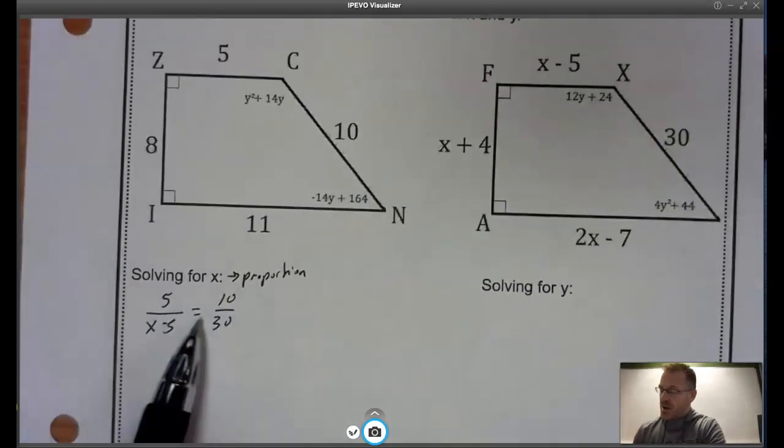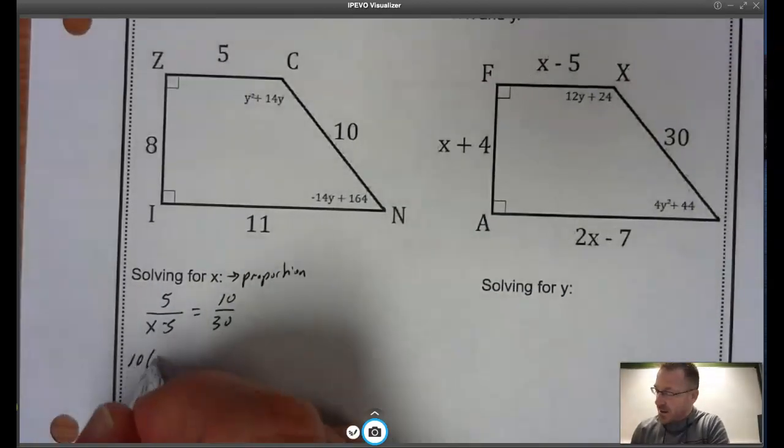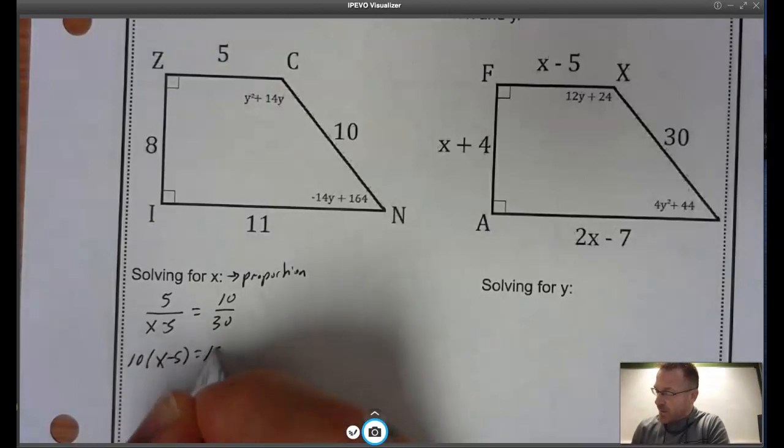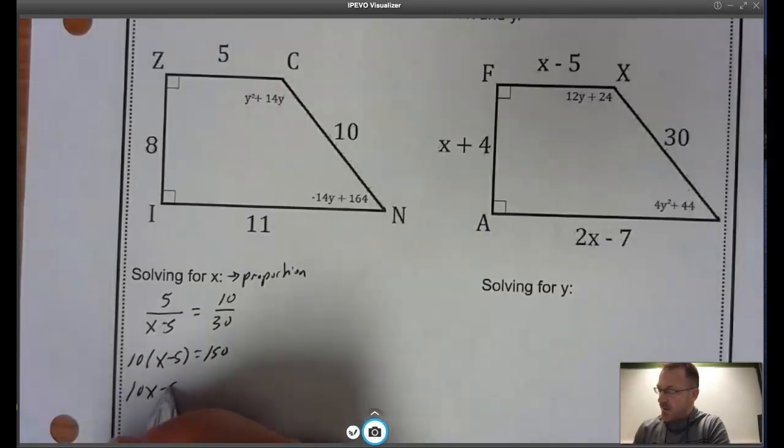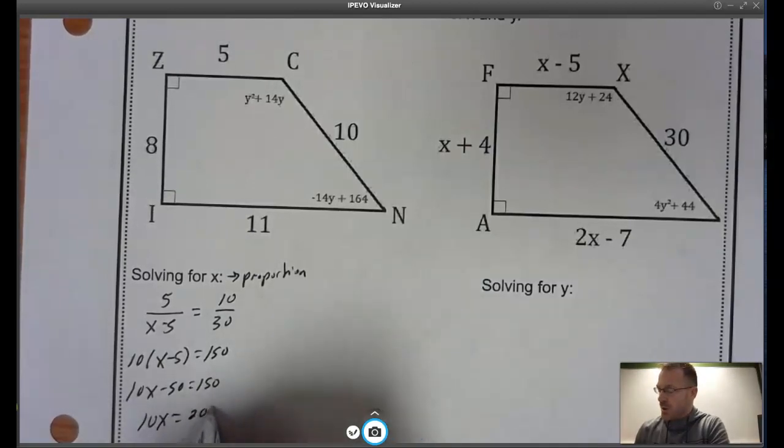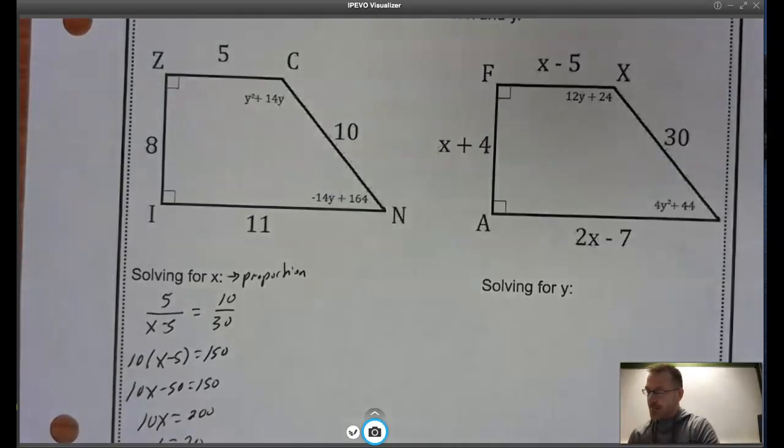So notice now if I cross multiply, I get 10 times x minus 5 equals 150. I get 10x minus 50 is equal to 150. I get 10x is equal to 200, so x is equal to 20. All right, so there you go.